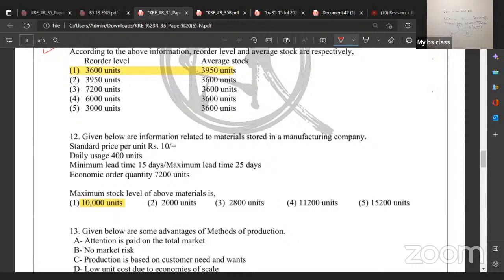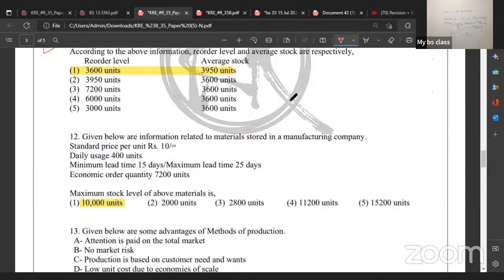Given below is the information related to materials stored in a manufacturing company. Standard price එක දීලා තියෙනවා, daily usage එක දීලා තියෙනවා, minimum lead time and the maximum lead time, economic order quantity. Okay, මොනවද අහන්නේ? Maximum stock level එක අහනවා. Maximum stock level එක. හරි, let's calculate.